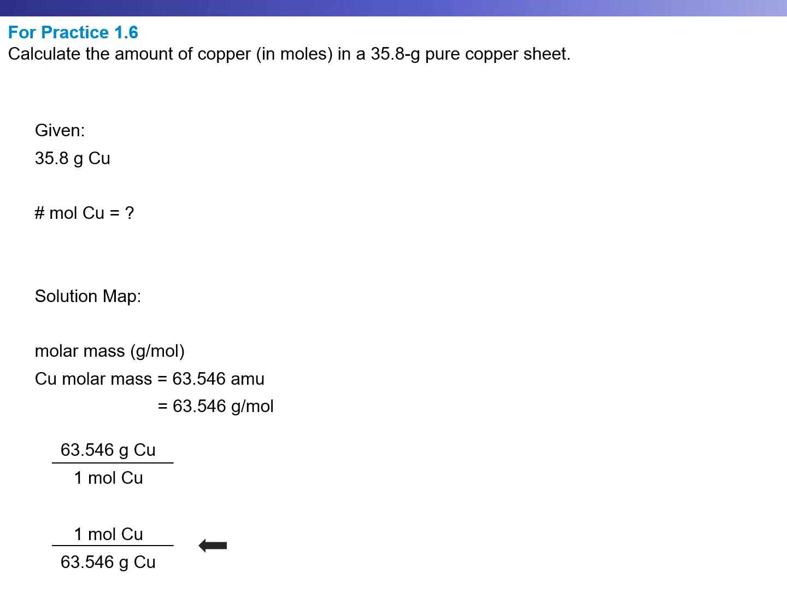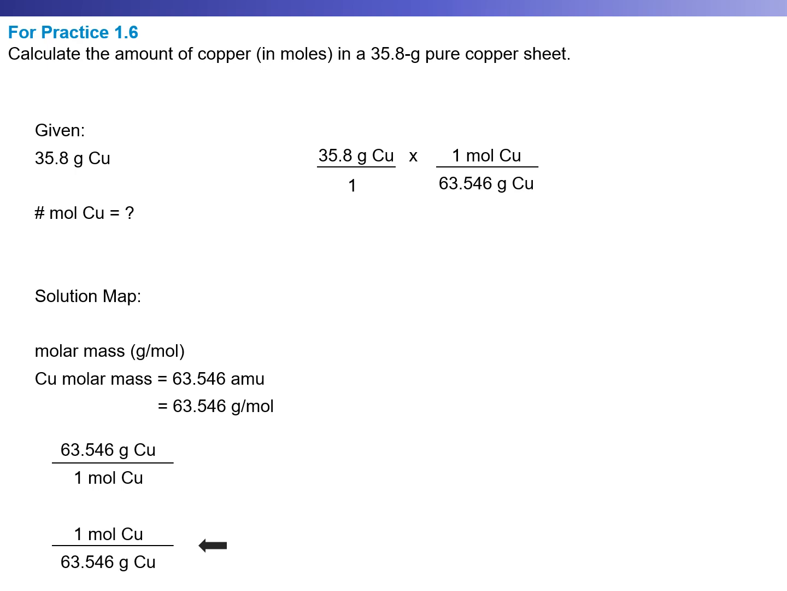So let's get our problem set up, and I always like to start with what I'm given, which is the 35.8 grams of copper. And now we're going to plug in our conversion factor, which is 1 mole of copper over 63.546 grams of copper. And just to make it a little easier to read, and so we can define what is in the numerator and what is in the denominator, I'm going to put our given value over 1, basically turn it into a fraction.